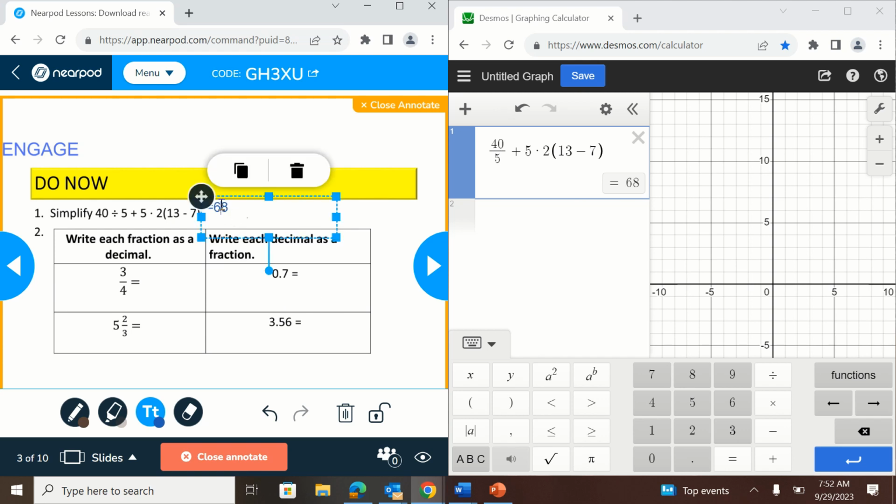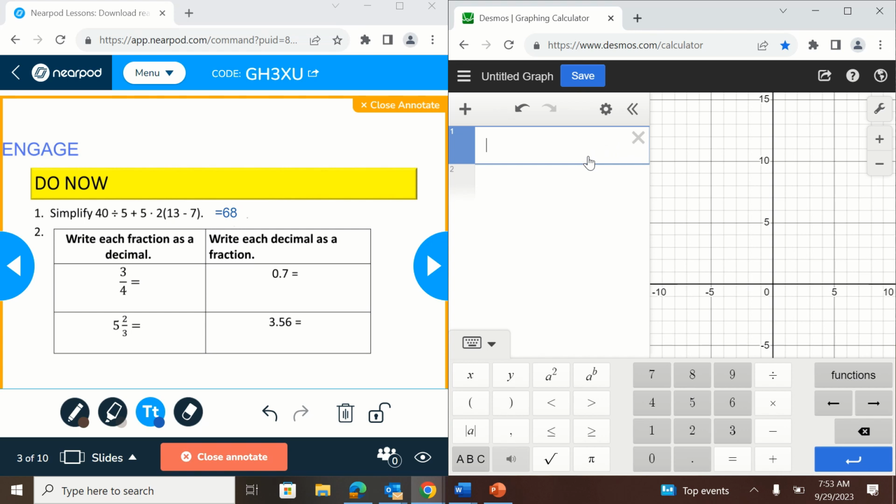Now, when students are asked to move on to problem number 2, they have two different columns that they're working on. In the first column, they're asked to write each fraction as a decimal. In the second column, they're asked to write each decimal as a fraction. The most beneficial part about Desmos is that it allows students the opportunity to convert back and forth between fractions and decimals.